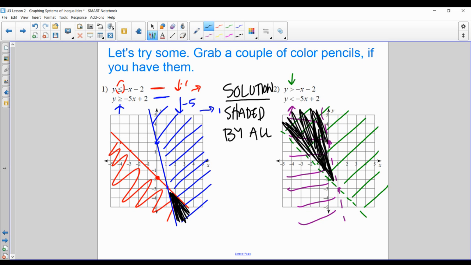So it matters both what kind of a line you use, shaded or dashed or solid, and it matters where the shading happens because it changes the solution of the system.